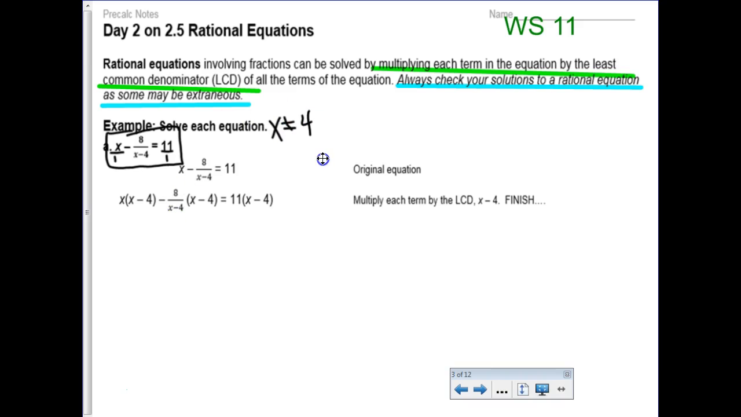So what I like to do to start these questions is kind of jot down what are my excluded values, is what we called them, but you guys know them as domain interruptions. If we end up doing all this work and get x equals 4, we're going to have to cross it off. All right, so here's how you solved it.